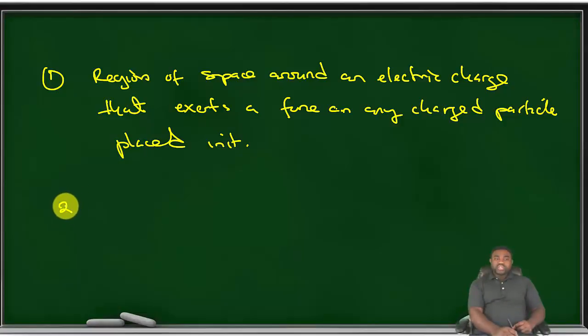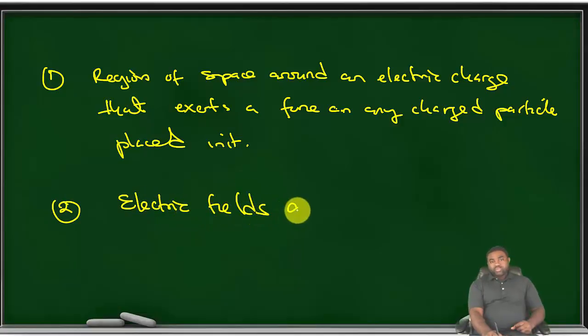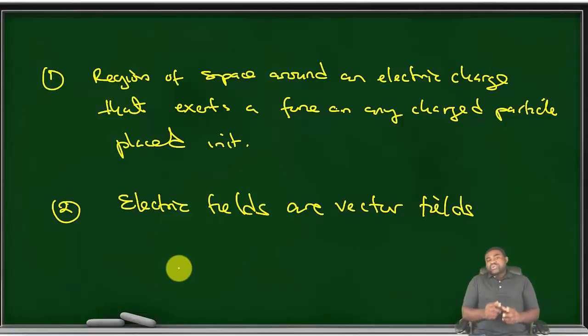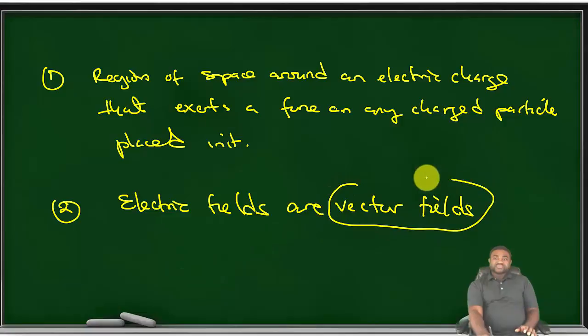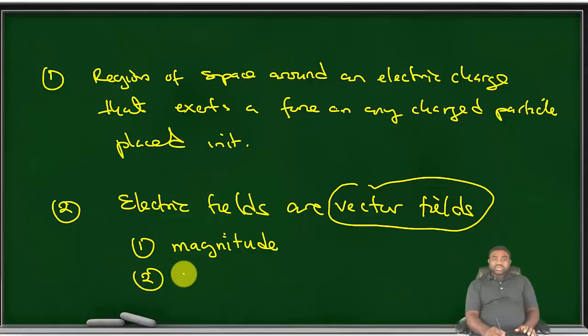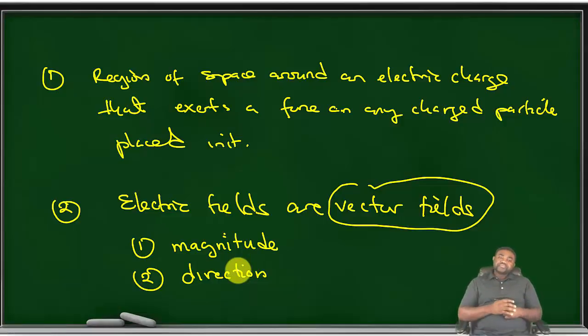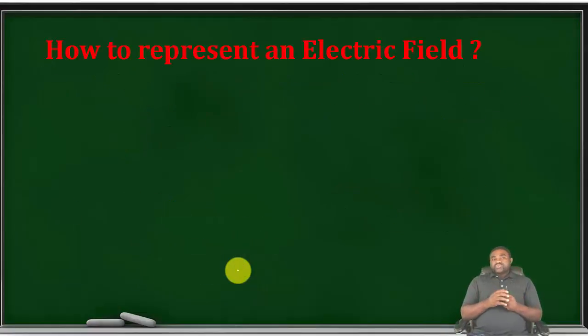Now, the second point you need to take note of is that electric fields are vector fields. The reason electric fields are vector fields is because, one, an electric field has a magnitude, and two, electric fields at any given point in space have a direction. Now, we will talk about both the magnitude and the direction of an electric field and how we can actually determine that. So, how really can we represent an electric field?